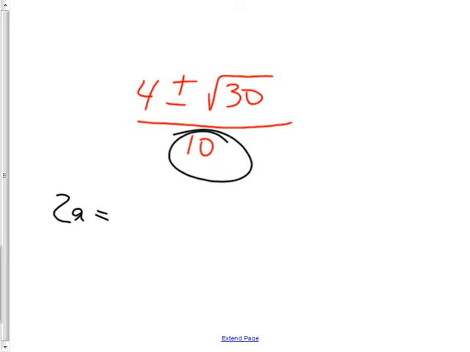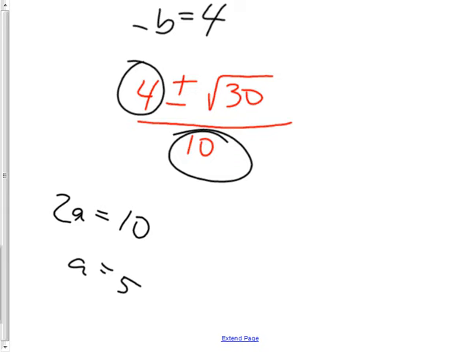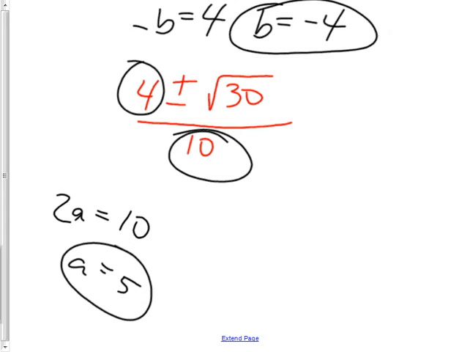2a equals 10. That's a little mini equation, which solves to a equals 5. How many of you knew that a was equal to 5? Good. The next one is this. What little mini equation could you write? Negative b equals 4. And then solve that. b equals negative 4. Good. We got a, we got b. Then the hard part is c.